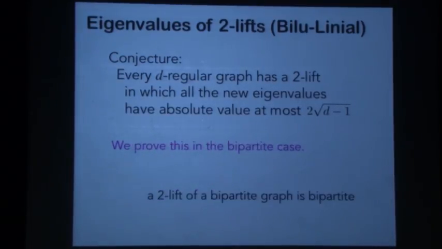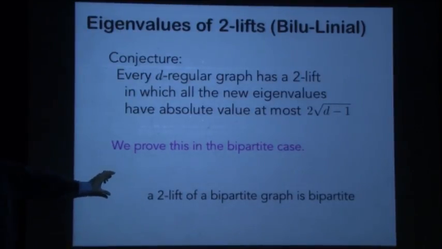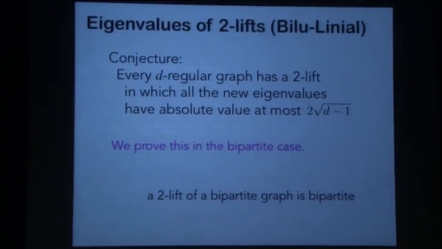And as I suggested before, we're going to prove this in the bipartite case. There's one thing I should have made a picture for, but I should tell you: it's worth knowing that every two-lift of a bipartite graph is bipartite. So when we take the two-lifts, we're not leaving the family of bipartite graphs. And it's exactly the bipartition you would expect, the lift of the partition. OK, so what is special about bipartite graphs?